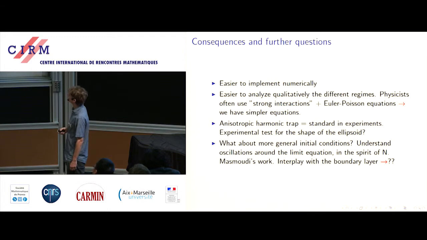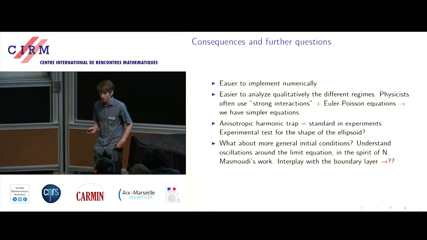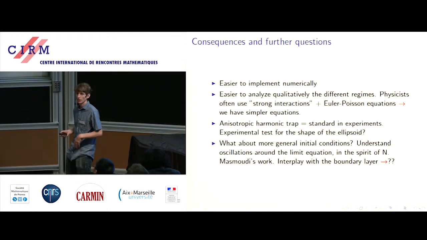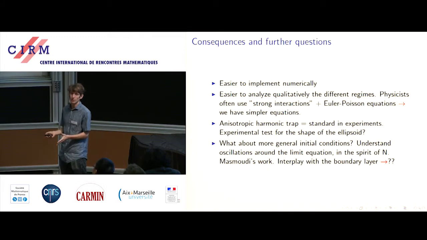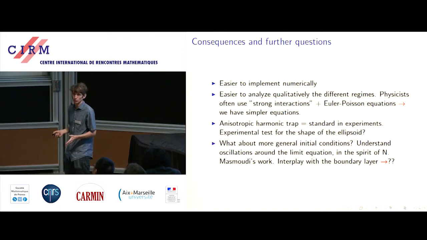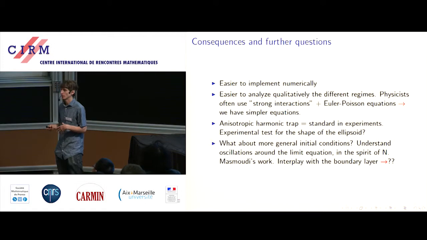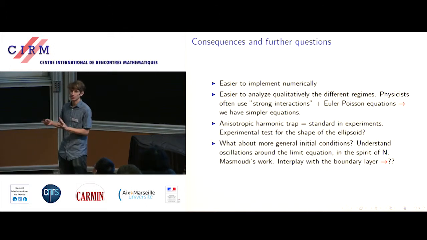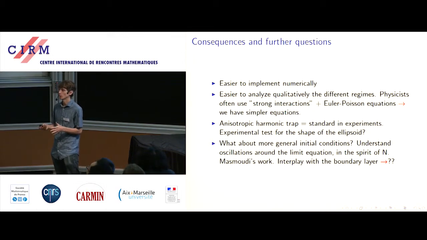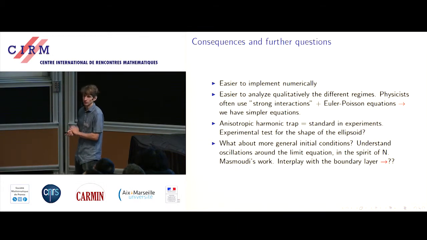So I'm almost done. What are the consequences of this? Of course, now we have, at least in some experimentally reasonable regime, a simpler model to analyze, both numerically and qualitatively. What physicists are looking for are models with really a few parameters, where they can classify the different regimes they have to deal with. If they have something like the incompressible Euler equation, then it is relatively easy to understand what different kinds of physics can happen.